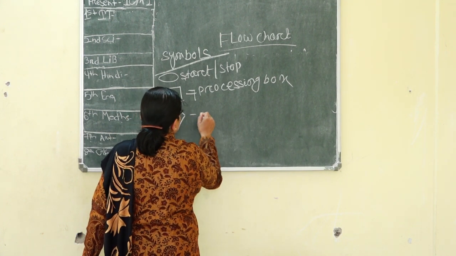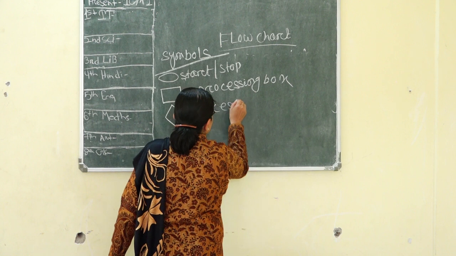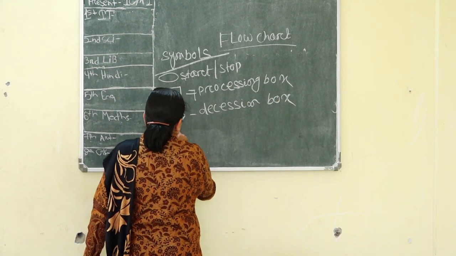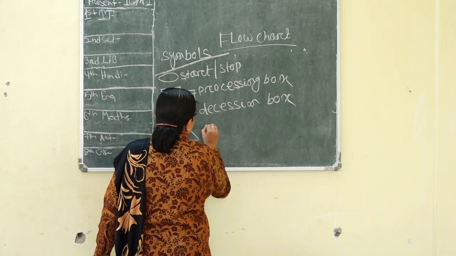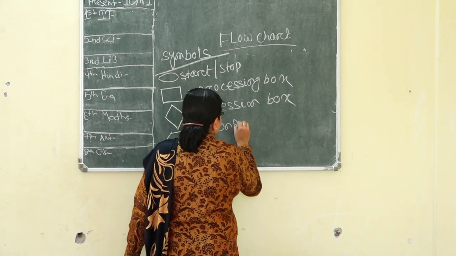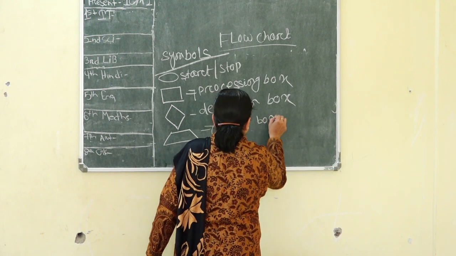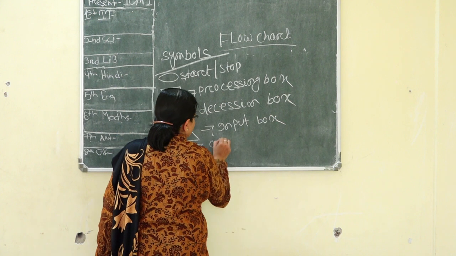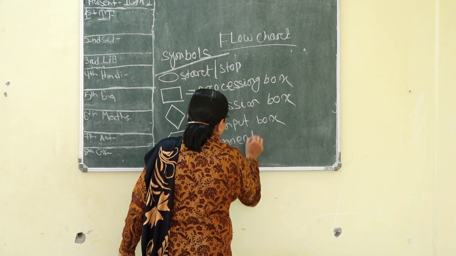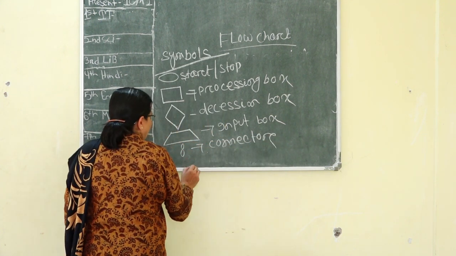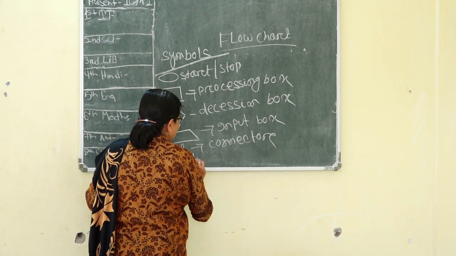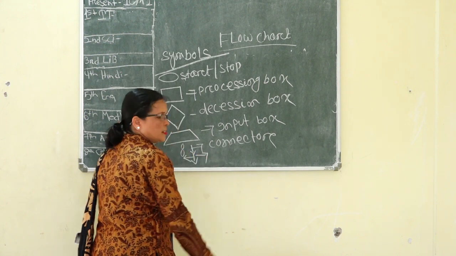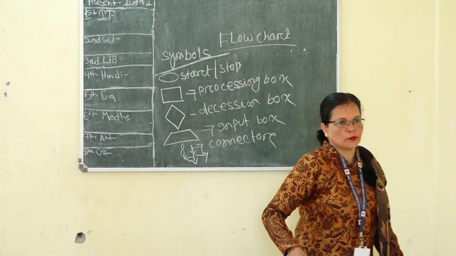This is the decision box. And which type of symbol is this? Input symbol. Yes, input box. Then this is your connector symbol. And the last one is your flow lines. So these are the symbols of flow chart.